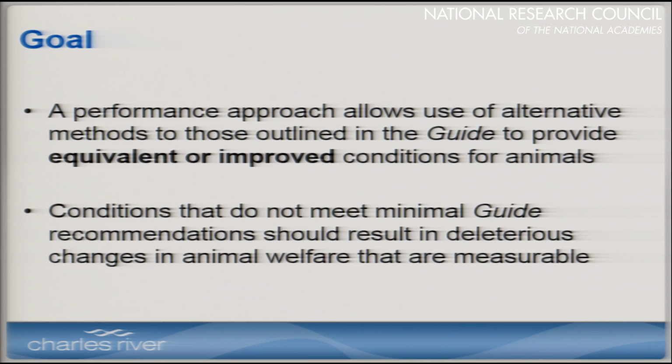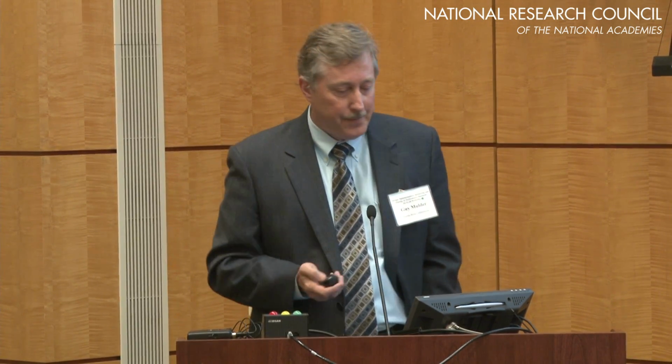And conditions that do not meet the minimal guide recommendations should result in some kind of deleterious changes to animal welfare that are measurable. And I think that's where a lot of the questions, and not necessarily confusion, but challenges come up: what are those appropriate measurable parameters that are going to help us evaluate the alternative to the guide?